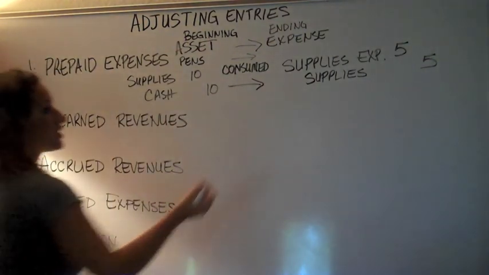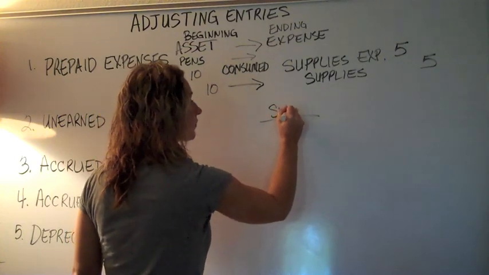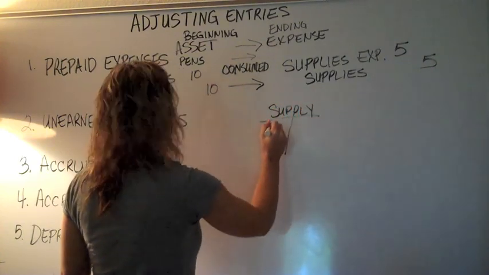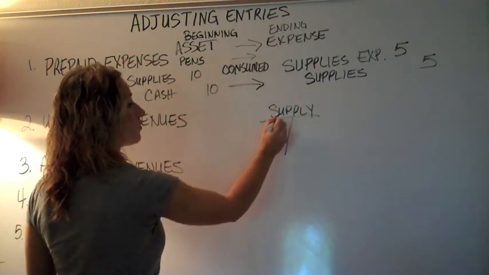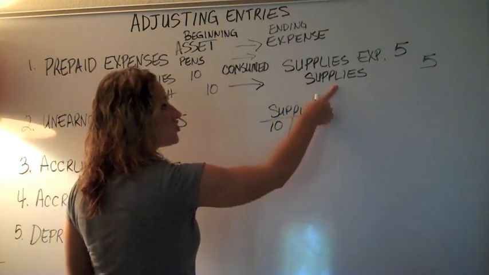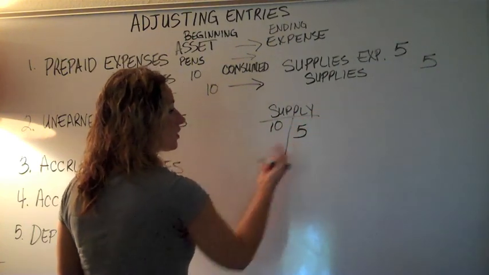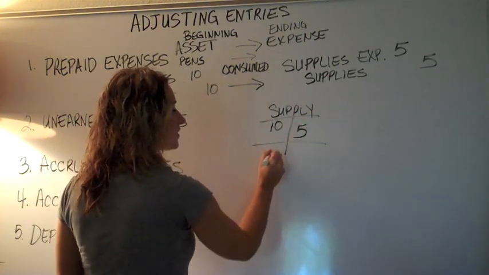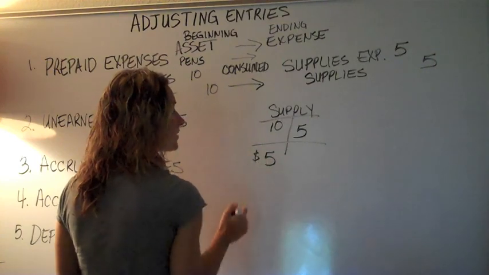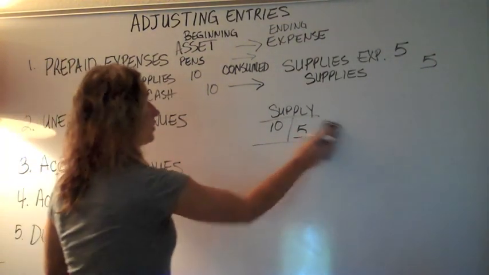So if we were drawing a T account, just to check the balance in the supply account, we started out with $10, so I'm going to put it on the debit or left side, and then we consume those supplies, $5 worth. I'm going to put that on the credit or the right side. Our balance in the supply account is a debit of $5. Let's move on to unearned revenues.